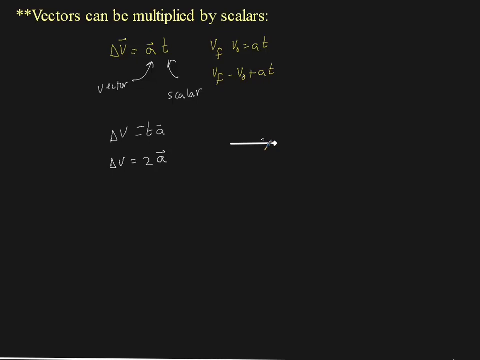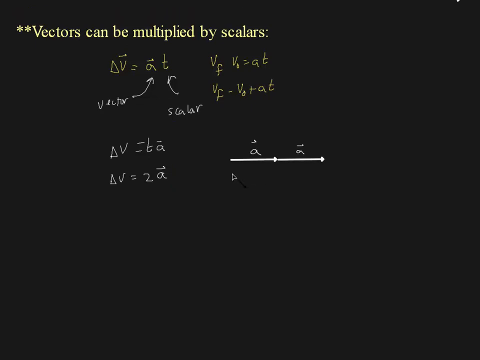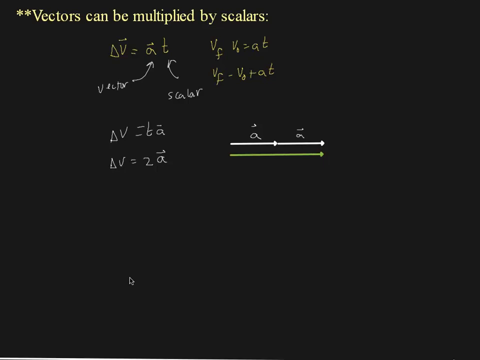So that means I need 2 of these arrows. And so what I'll do is this. So now we have vector A, and vector A once again. 2A, that's just like saying I've got A plus A. So the resultant vector is that. So this is delta V, which is also equal to 2 times vector A.